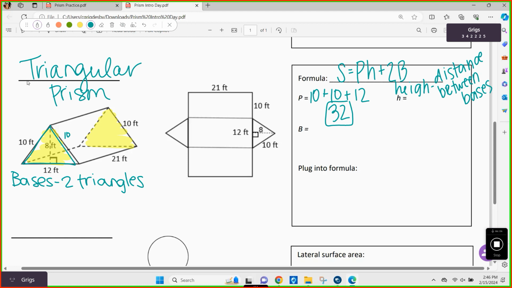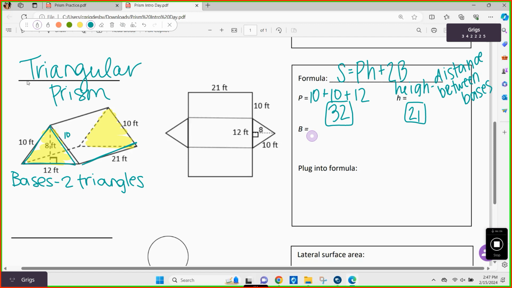Alright, so that means my height would be the rectangle. It's the distance between my two bases, the triangle at the front and the triangle at the end. The distance between them is 21. And then B is the area of the base.